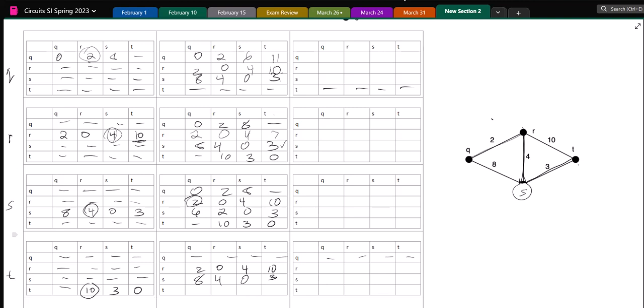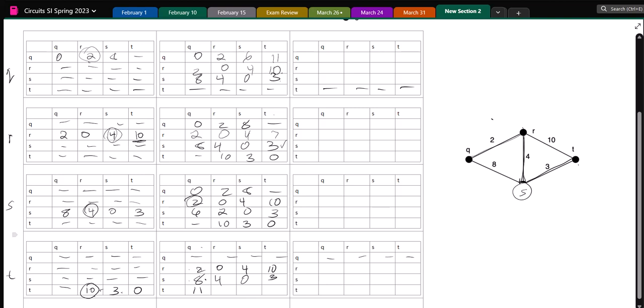To get to R in the first place costs 10. 10 plus 2 is 12. To get to Q from S is 8, but to get to S is 3. 3 plus 8 is 11. 11 is less than 12, so I'll put that there. Except, was that the right spot? Yeah, that's the right spot.